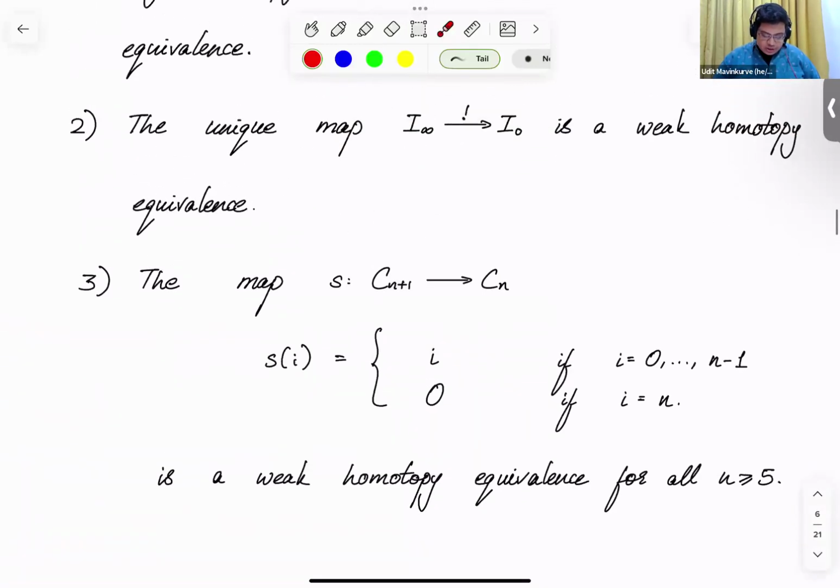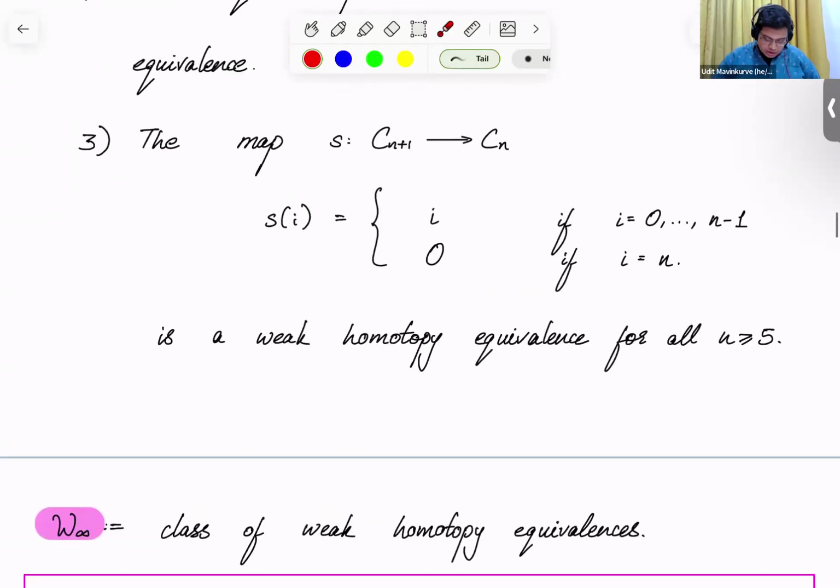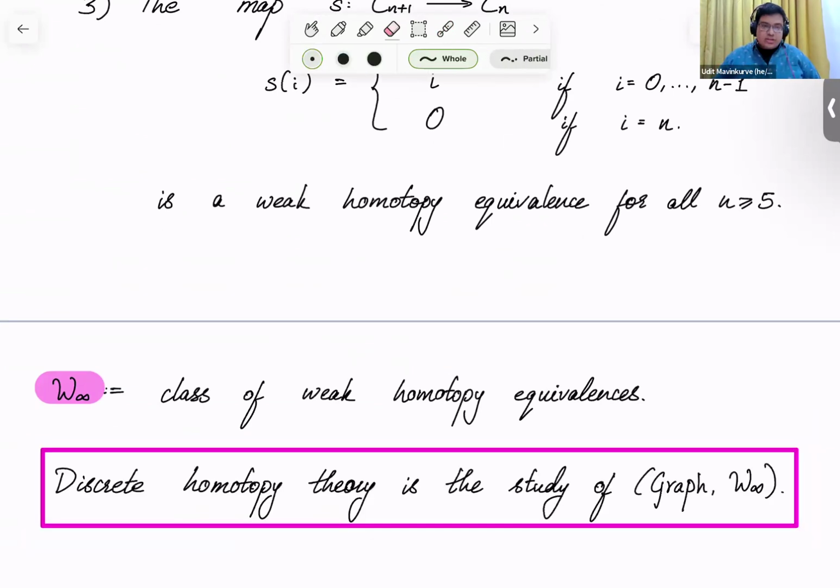But also we see that the notion of weak homotopy equivalence is really the one that's well behaved. So if we let W infinity be the class of weak homotopy equivalences, we have the slogan that, well, we asked what is discrete homotopy theory. We can really say that discrete homotopy theory is a study of the category of graphs equipped with the class of weak homotopy equivalences. So this relative category.